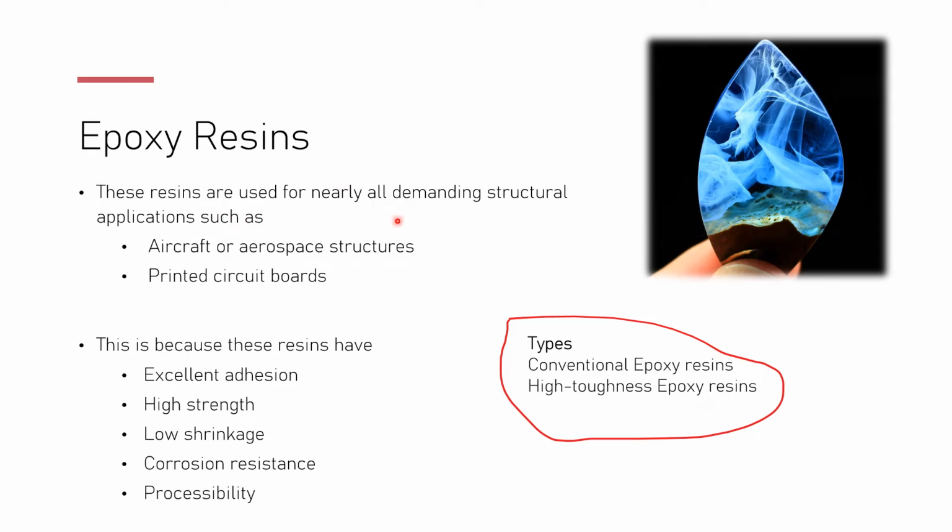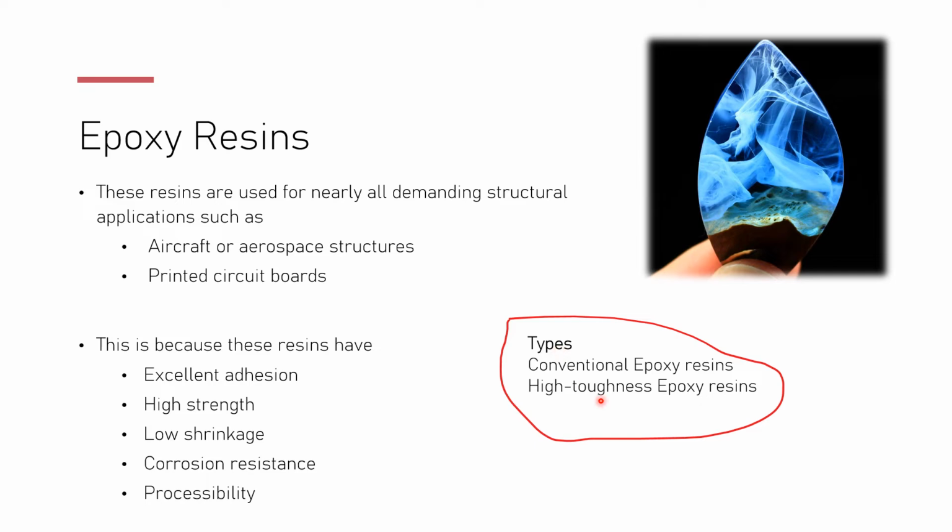Epoxy resins, another thermoset resin. These resins are used for nearly all demanding structural applications, like your aircraft, your aerospace structures, printed circuit boards, right? These are micro, these are macro products. This is because these resins have excellent adhesion, high strength, low shrinkage, corrosion resistance, and process stability.